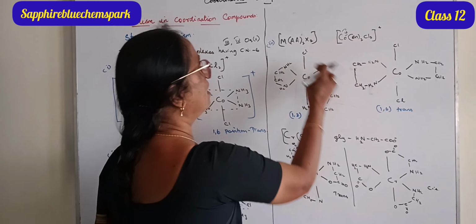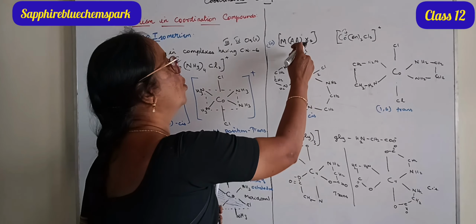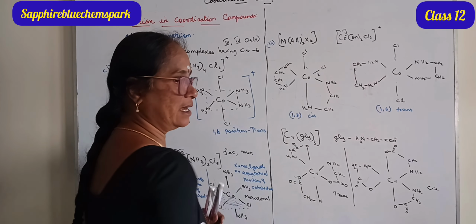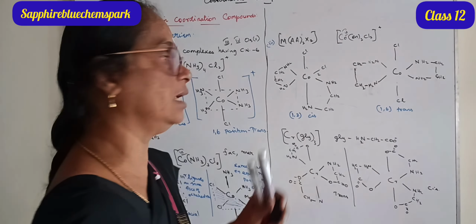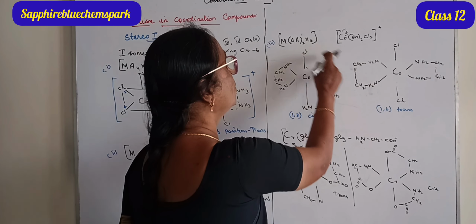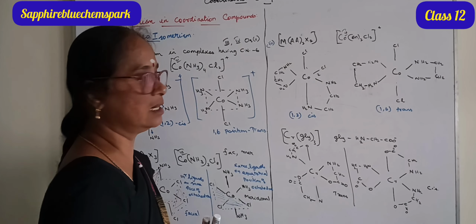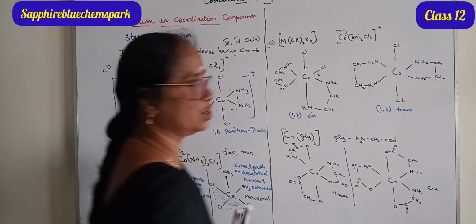So when the same ligands are on the same side, that is the 1 position and the 2 position of the octahedron occupied by the chloride ligand, it is said to be the cis isomer. And when the 2 chloride ions occupy the 1,6 position of the octahedron, this is said to be the trans isomer.